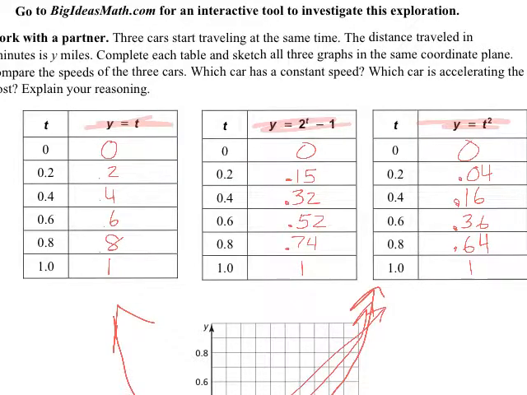Exponential data, remember our y values should have some kind of ratio to them. So instead of adding the same number every time, now we're multiplying the same number every time. Okay?